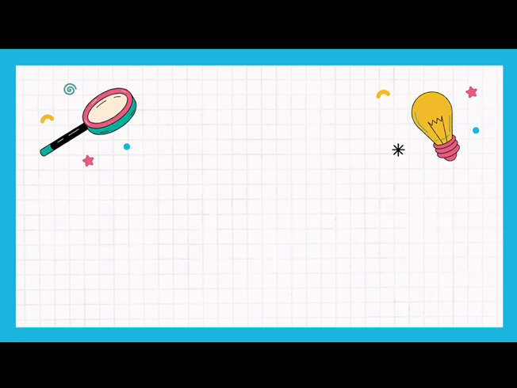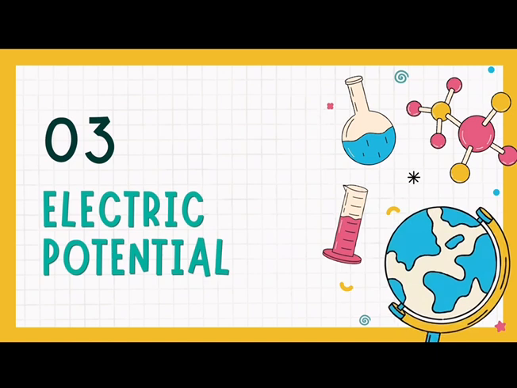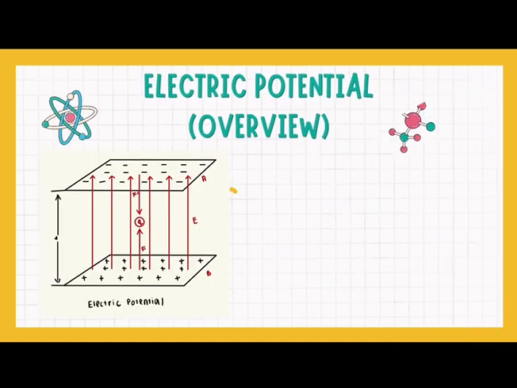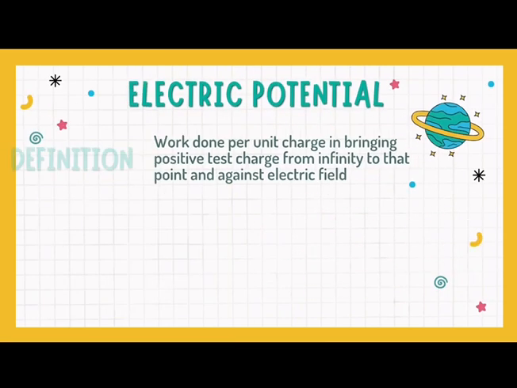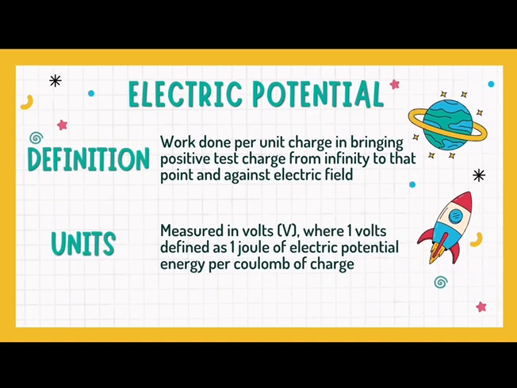Next, we move on to the third objective of this video, which is electric potential. Electric potential, denoted by the symbol V, is a scalar quantity, which is a physical quantity that has magnitude but no direction. It represents the amount of electric potential energy per unit charge and is usually measured in volts. So the definition of electric potential is the work done per unit charge in bringing a positive test charge from infinity to that point.